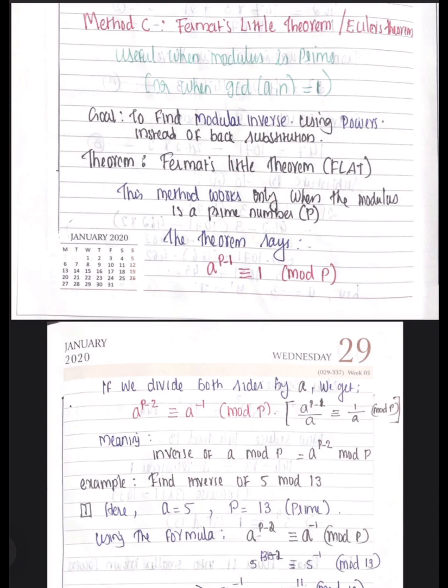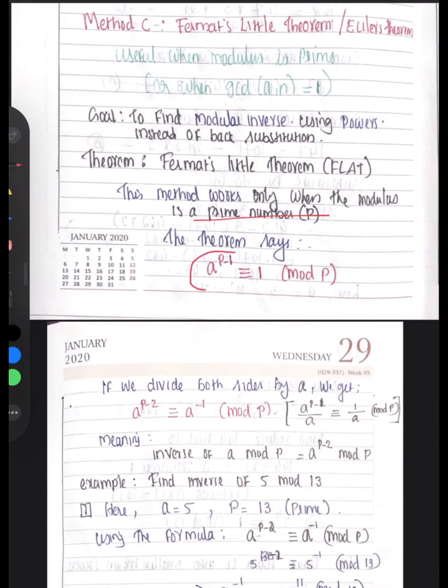The theorem says that this method works only when the modulus is a prime number. The theorem says a raised to p minus 1 is congruent to 1 mod p, if p is prime and a is not divisible by p. Rearrange to get the inverse.